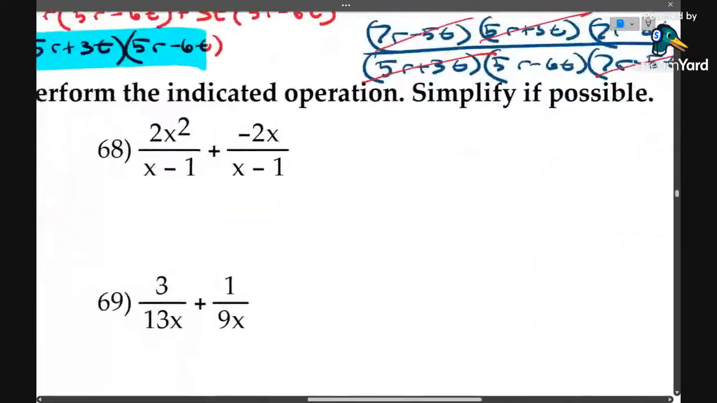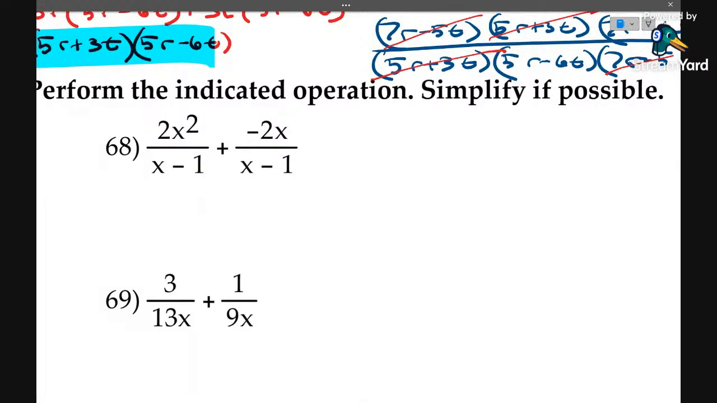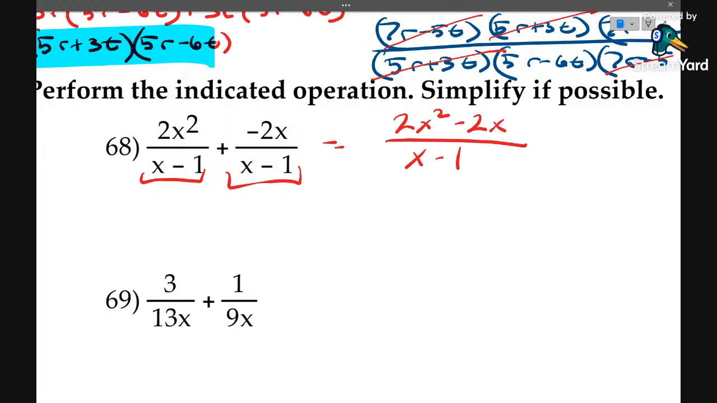When we're adding and subtracting rational expressions, it's the same as adding and subtracting fractions. We have to have a common denominator first in order to add or subtract. So we take a look and see that our first fraction already has a common denominator, so we can just proceed by adding the numerators. So plus negative 2x is just minus 2x over the common denominator of x plus 1. I don't add the denominators, we just keep the denominator the same.